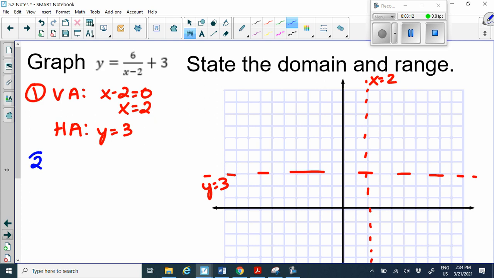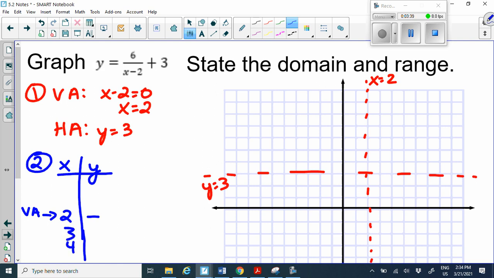Okay, so now our next thing is the xy table. Just like we did with the parent function, we're actually going to take our vertical asymptote and put that in the middle, okay? And so we know with our vertical asymptote, the graph will never cross or touch it. So we know for the y, we won't have a y value. Now, once we have done our vertical asymptote, we're going to pick two x values that are larger, so that could be like 3 and 4. And then two x values that are smaller, so like 1 and 0.